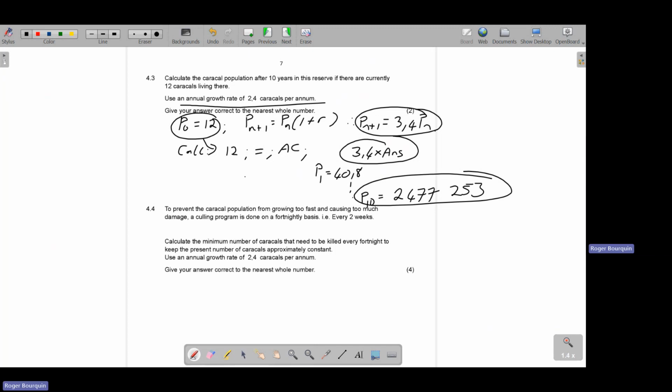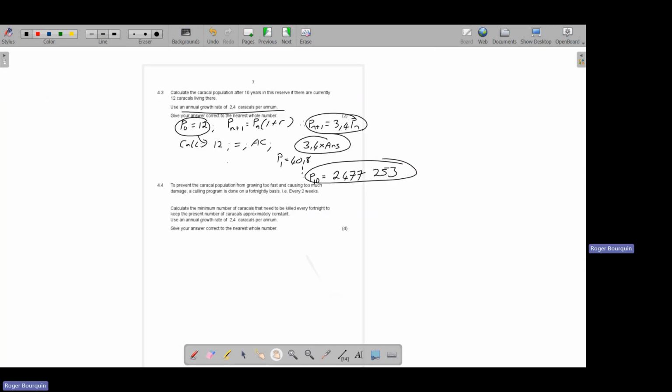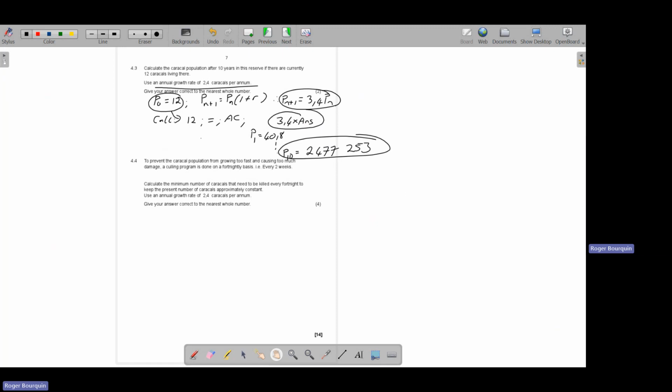Right, so the next question wasn't done too well, okay, because you didn't understand the concept of changing interest rates. So it says, to prevent the caracal population from growing too fast and causing too much damage, a culling program is done on a fortnightly basis. So they are killing caracals every 2 weeks. When you are taking away those caracals, this is inflexible. This has to be every 2 weeks. Okay, so we are working in a 2-week time period. It has changed from an annual time period.